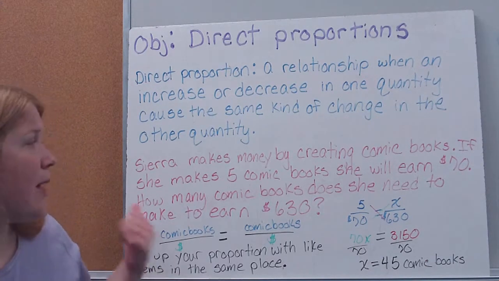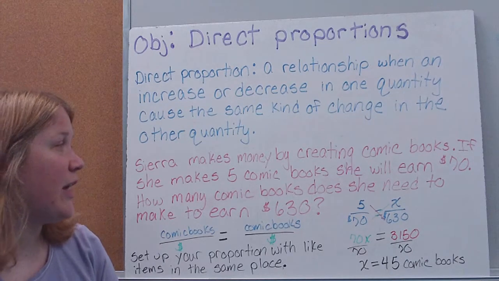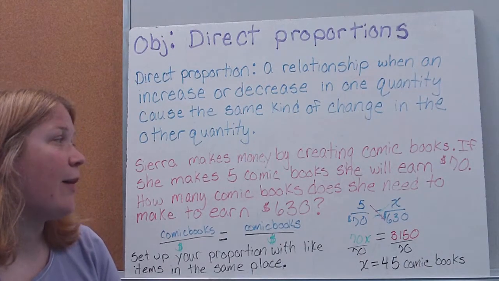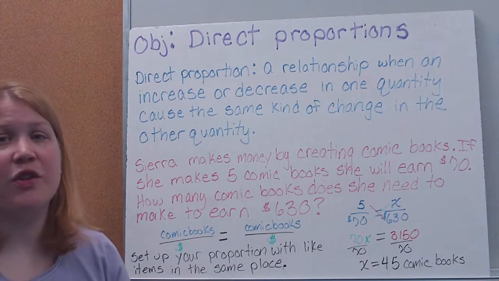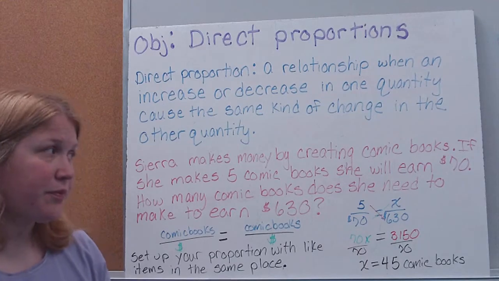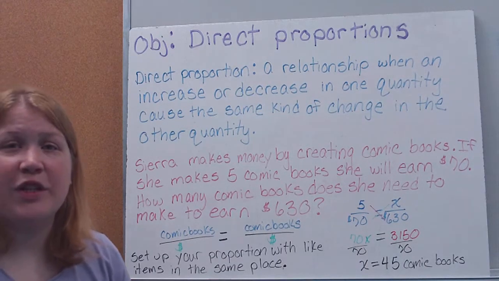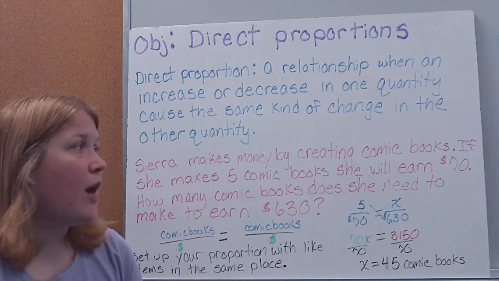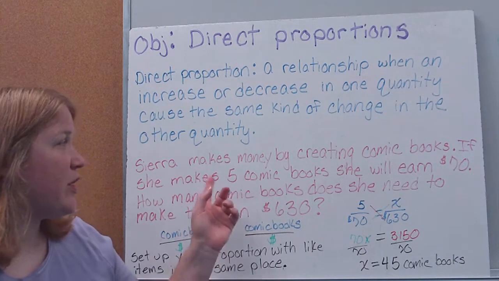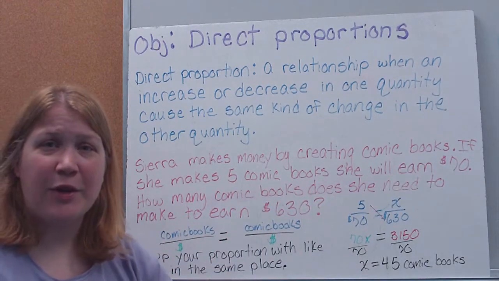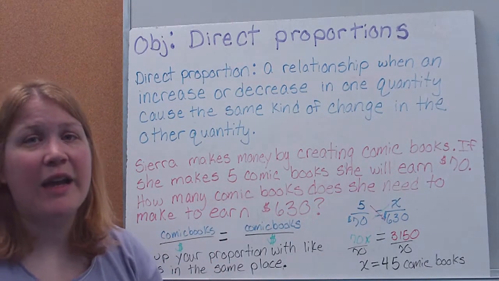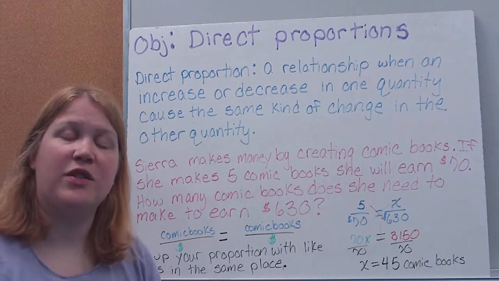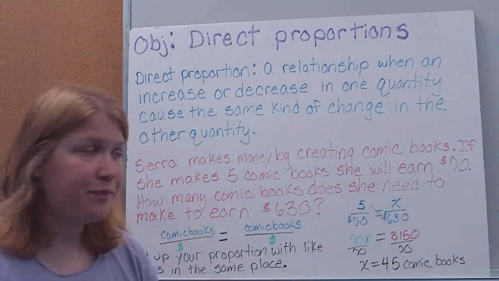So here's our problem. Sierra makes money by creating comic books. If she makes 5 comic books, she will earn $70. How many comic books does she need to make if she wants to earn $630? In order to solve this, what we're going to do is set up a proportion. There are other ways we could go about doing it. It would still be proportions. We could create the unit rate and find out how much it is for each comic book and then divide. And it would be a very multi-step process. So the easiest way for us to do this is going to be to set up a proportion.